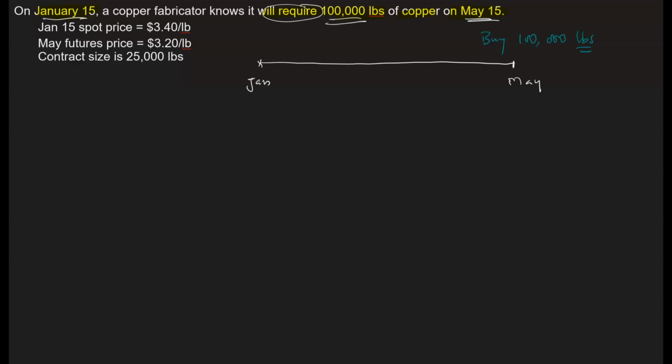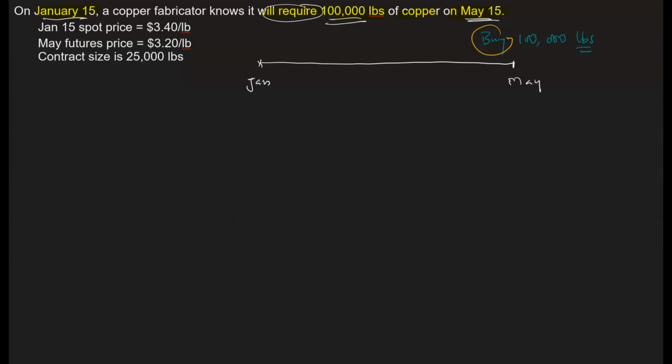Now, in the actual market, we need to buy. And in order to hedge a future purchase in the actual market, what we need to do is take a long futures position today, because the long futures position today is going to allow us to lock in today the price at which we're going to purchase copper in May.